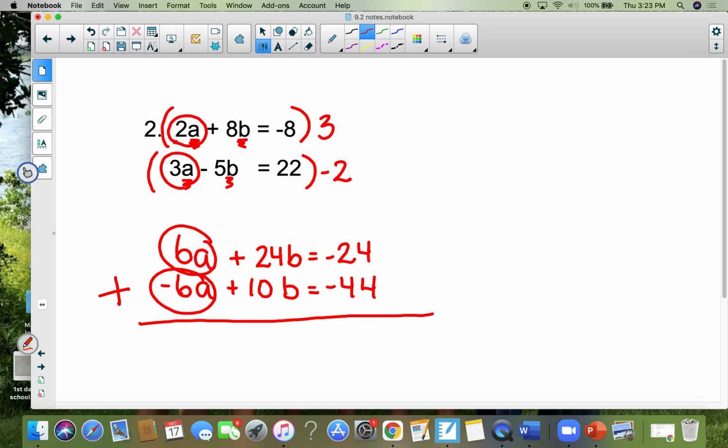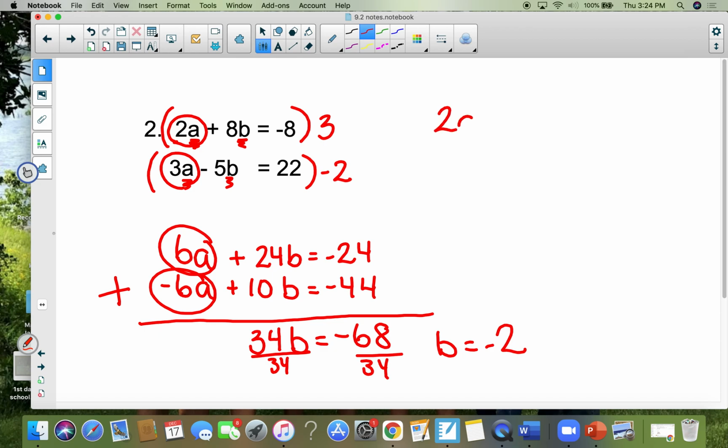24b and 10b gives us 34b equals -68. In order to get b alone, I divide both sides by 34. So b is equal to -2. You're not done though. I have to go back up into any one of the equations.